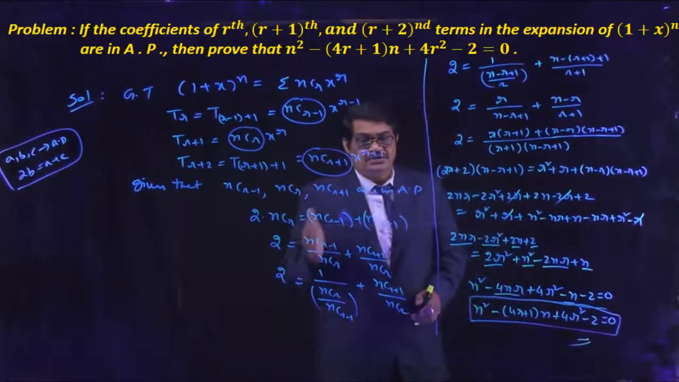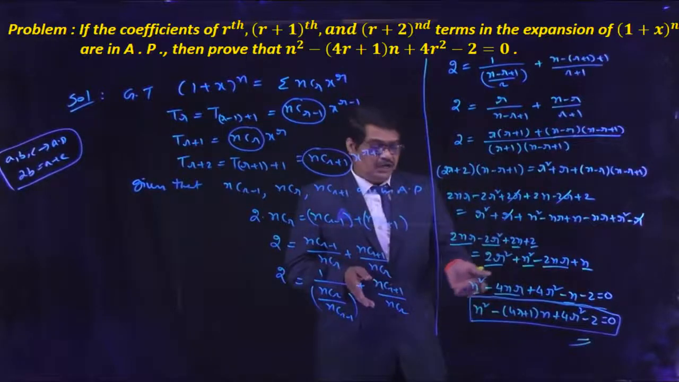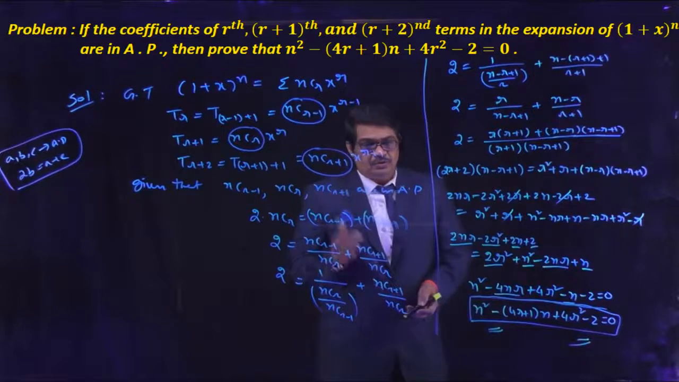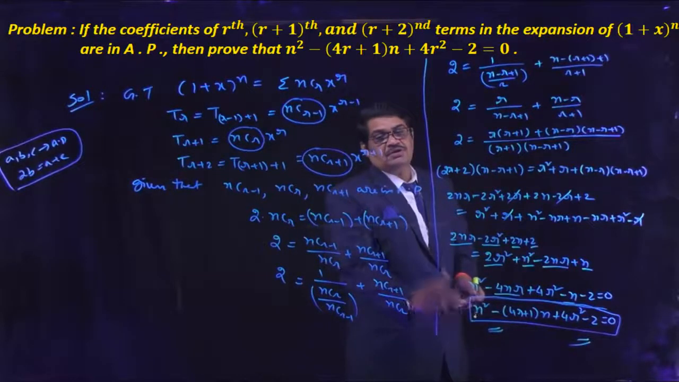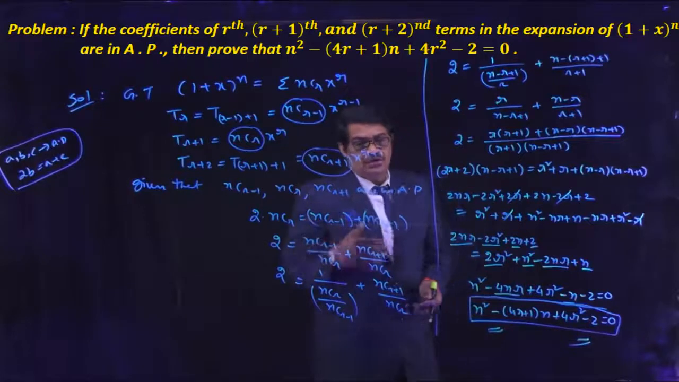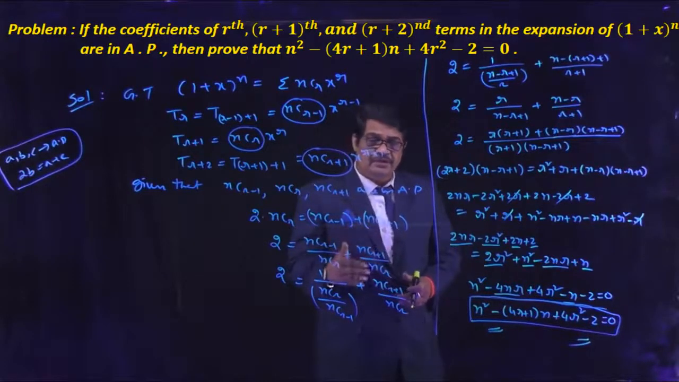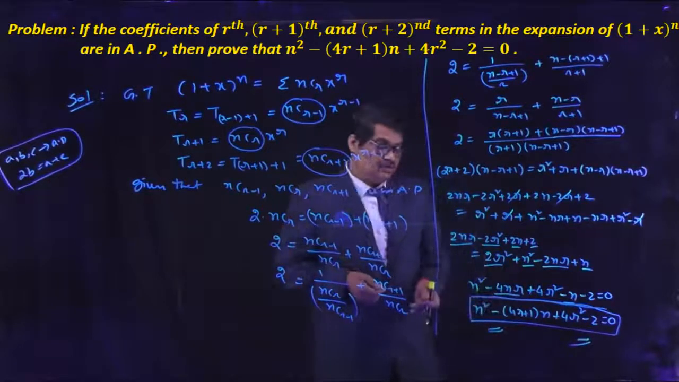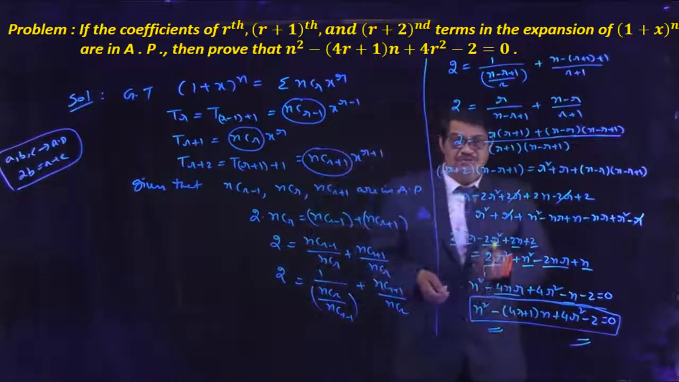Okay, this is very important for IB problems, and this formula is used in objective problems. So in many problems we are using this formula. If 3 consecutive terms in the expansion of (1 plus x) whole power n are in AP, then what is the condition? That is n square minus (4r plus 1) into n plus 4r square minus 2 equals 0. Okay.